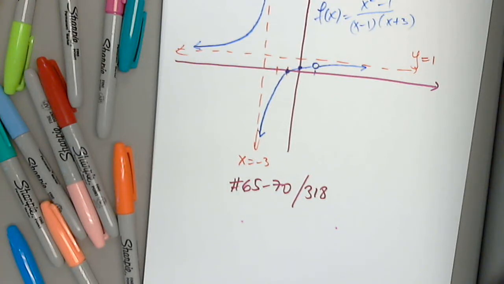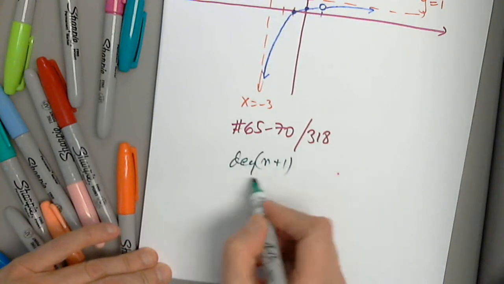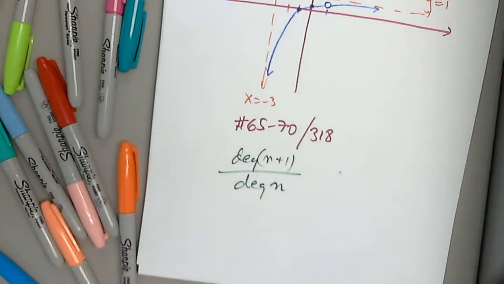This is a rational function that does not have a horizontal asymptote. Instead, it would have a slant asymptote, either this way or this way, but not horizontal. Rational functions cannot have both horizontal and slant; it's either horizontal or slant. The one with the slant asymptote must have degree n plus 1 over degree n. Any combination: degree 10 over 9, 7 over 6, 3 over 2.